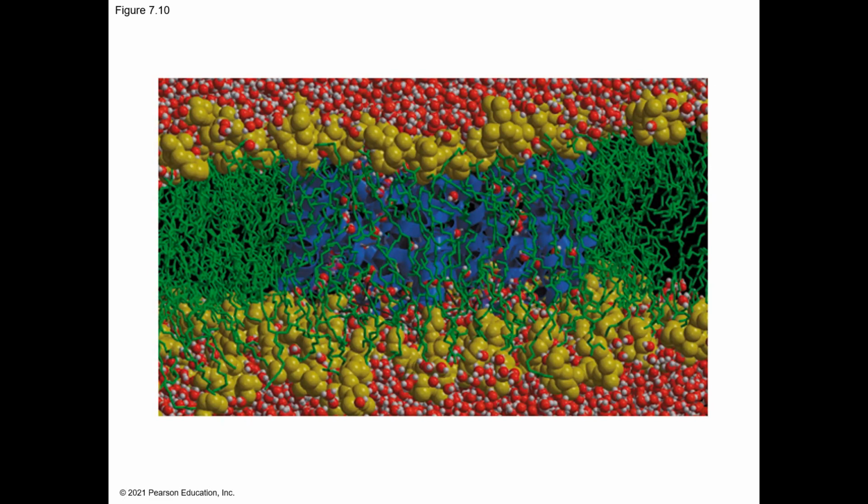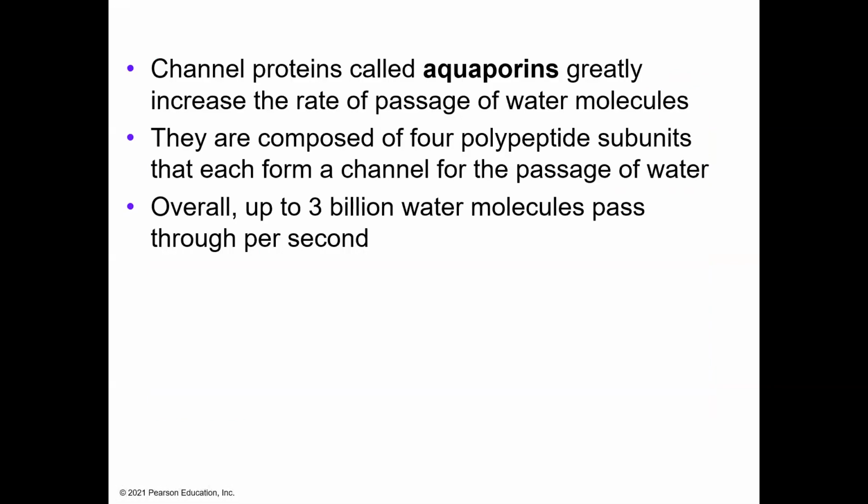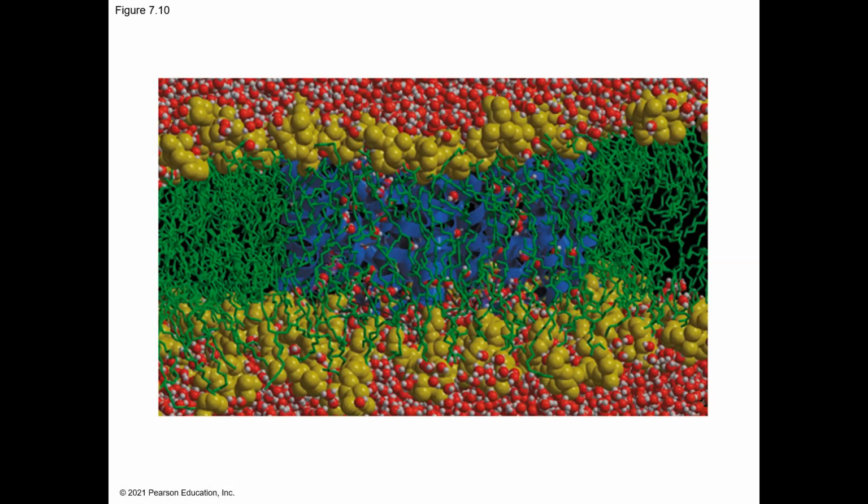And so in this diagram, this is a 3D model of an aquaporin, where the yellow balls here are the heads of the phospholipids, the green is the phospholipid tails, and then the red and gray are the water molecules on both sides of the plasma membrane. The aquaporin is the blue alpha helices that exist here through the membrane. So water molecules will travel through the aquaporin to get to the other side of the membrane. 3 billion water molecules per second can travel through an aquaporin. It's just fascinating. It's just amazing.